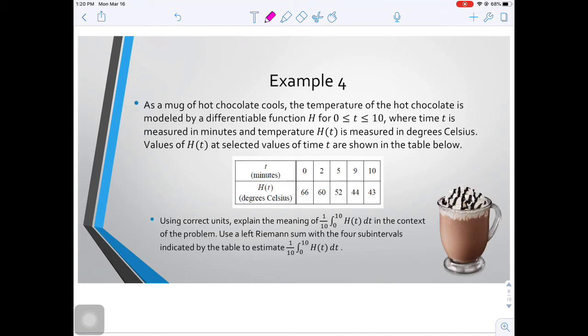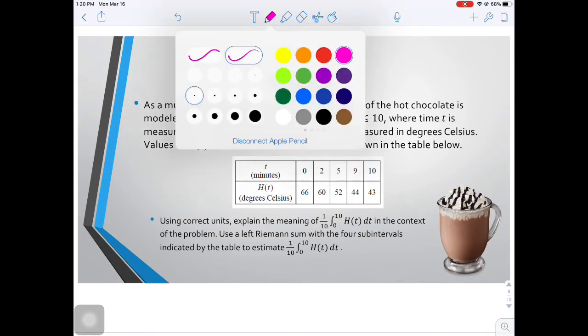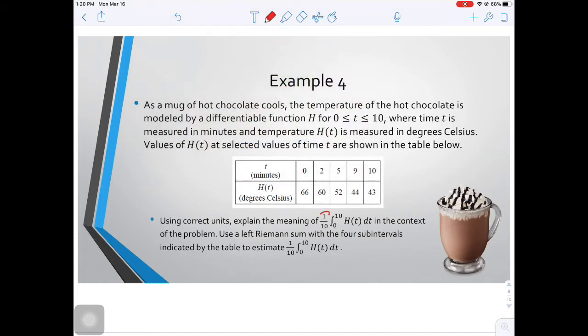The question says, using correct units, explain the meaning of 1/10 of the integral from 0 to 10 of h of t dt in the context of this problem. Use a left Riemann sum with the 4 subintervals indicated by the table to estimate that value. All right, the first thing we should do is explain the meaning. Well, this is a common question, and when they have that fraction out in front, that should be a trigger to you to think average value, especially since that 10 down below is the same as the interval from 0 to 10.